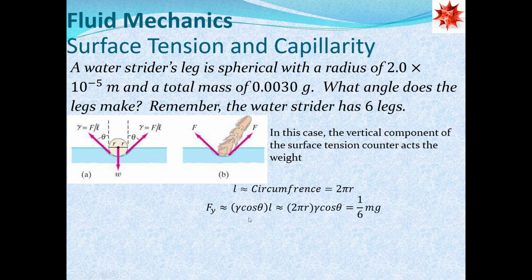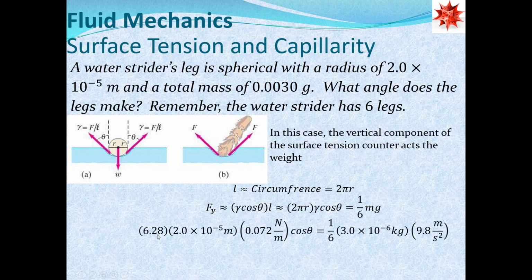So what we're saying is this is actually the y component of the surface tension times the length. Plugging the numbers in, since it has 6 legs, we're just going to say that the weight, the Fy, is 1/6 of its overall weight for each leg. Solving for theta, we end up getting about 57 degrees. So in order for the water strider to be able to stand on the water, its legs have to make an angle of about 57 degrees to the vertical.